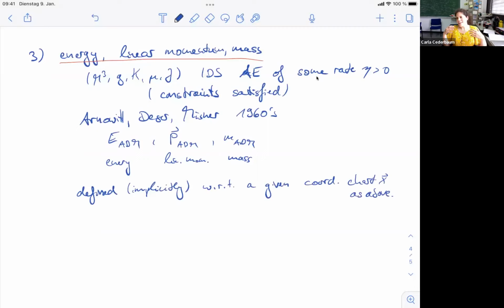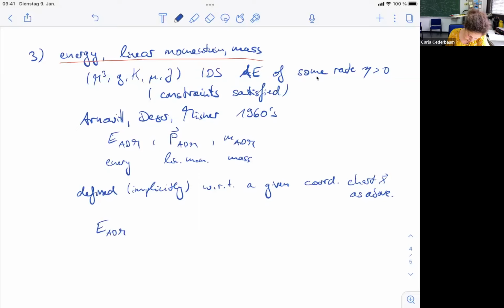So when I say AE, I mean asymptotically Euclidean with respect to a fixed specific chart. It's generic, it doesn't matter which chart you take, but it has to be fixed. And a priori, all these quantities could depend on this chart. And we will discuss this a little bit later. And then here are the formulas.